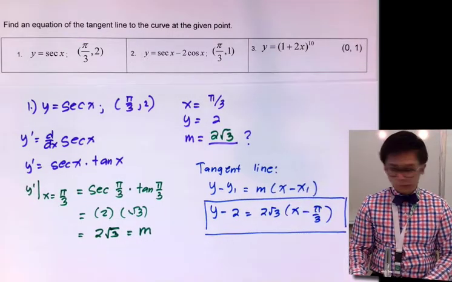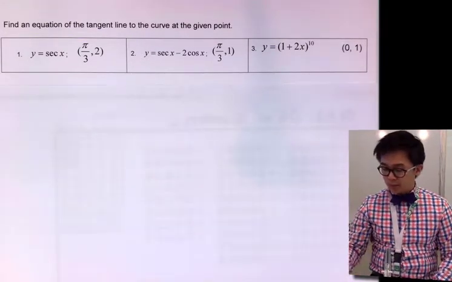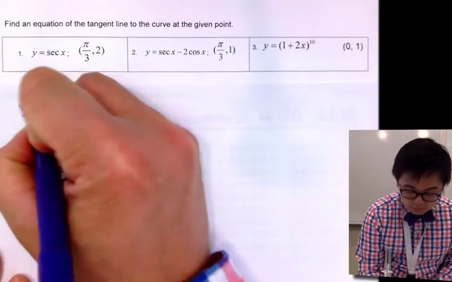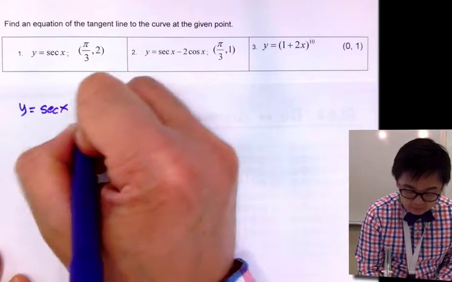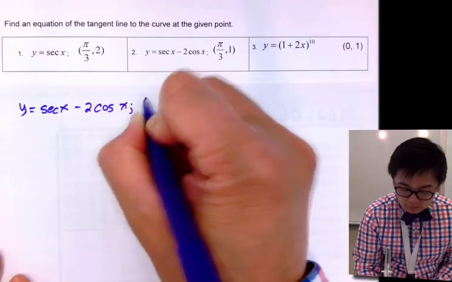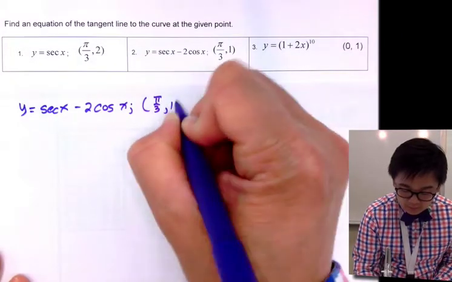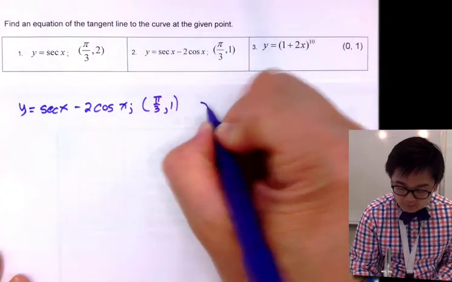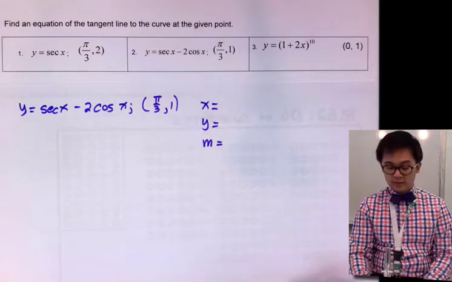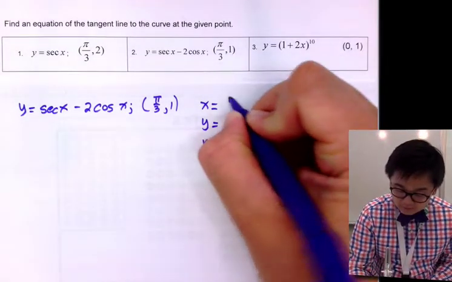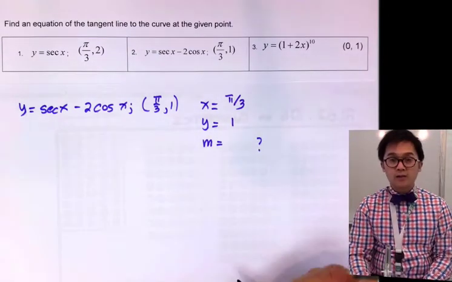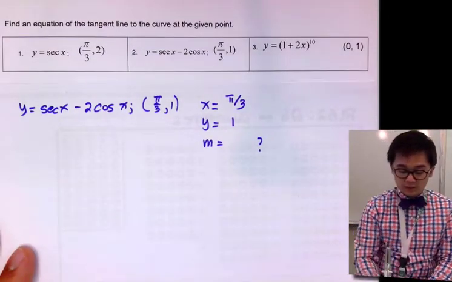Now let's go ahead and answer problem number 2. On problem number 2, we're supposed to use the function y equals secant x minus 2 cosine x at the point pi over 3 and 1. We need the value of x, y, and m to solve this problem. x is given, y is also given, and we just need to find the slope. To do that, we're going to take the derivative of this function.